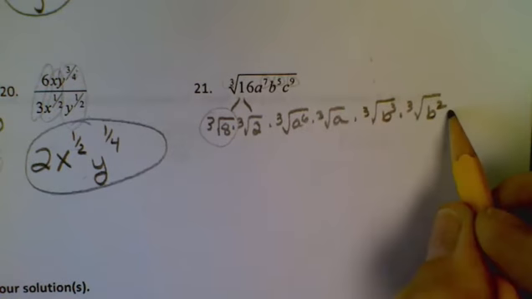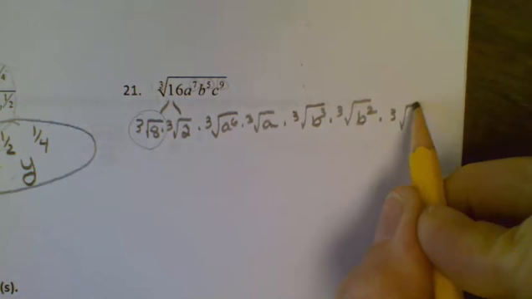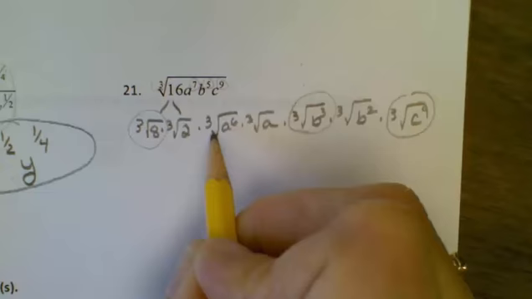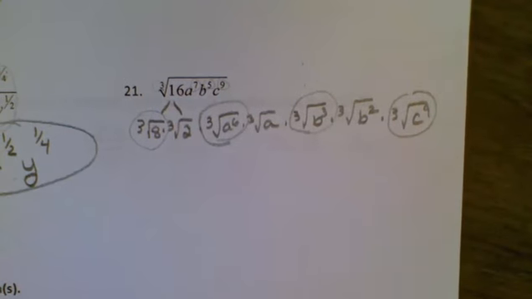And c to the 9th is a perfect cube, because it is divisible by 3. So that's a perfect cube. That is a perfect cube. That is a perfect cube. So anything that I've circled, I can simplify.